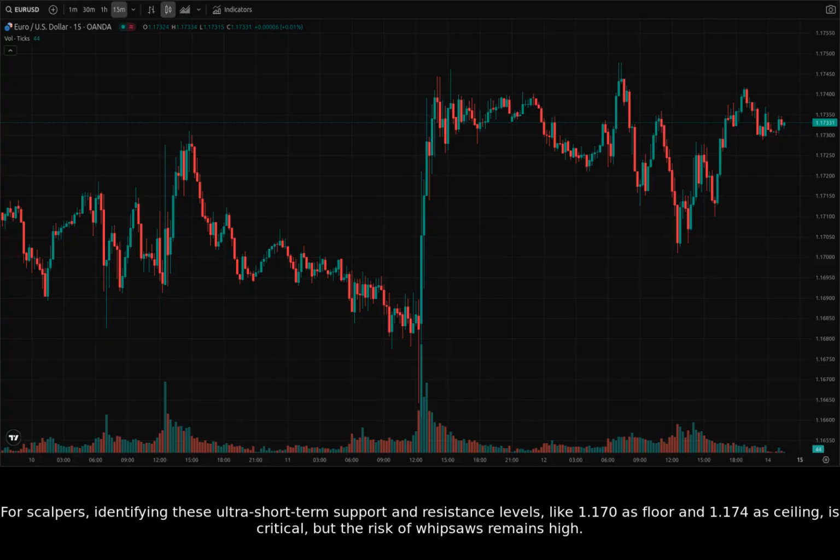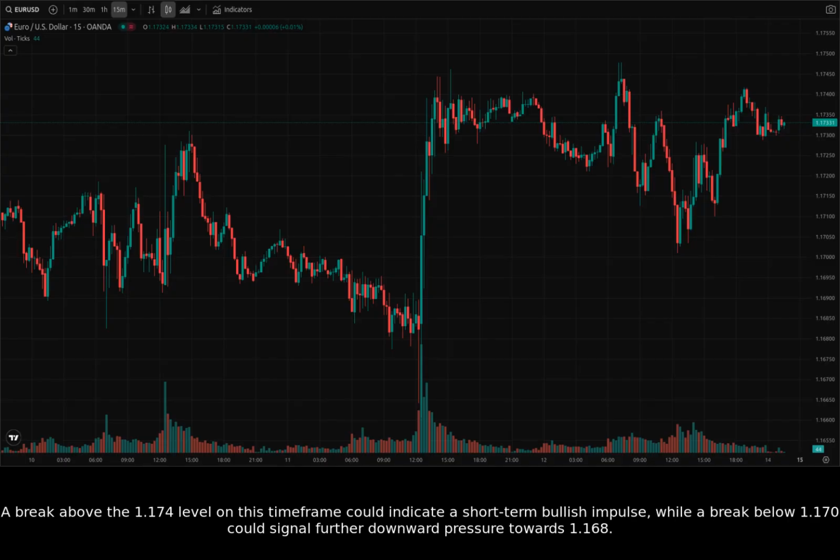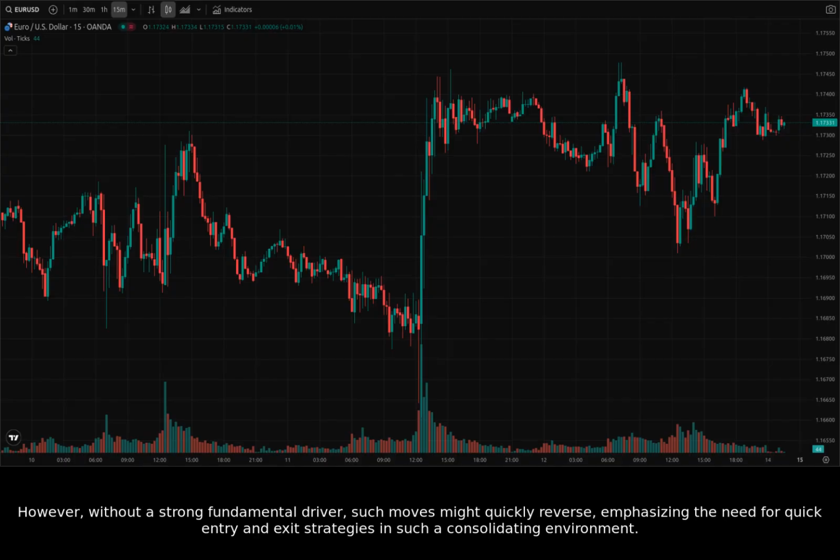For scalpers, identifying these ultra-short-term support and resistance levels, like 1.170 as floor and 1.174 as ceiling, is critical, but the risk of whipsaws remains high. A break above the 1.174 level on this time frame could indicate a short-term bullish impulse, while a break below 1.170 could signal further downward pressure towards 1.168. However, without a strong fundamental driver, such moves might quickly reverse, emphasizing the need for quick entry and exit strategies in such a consolidating environment.